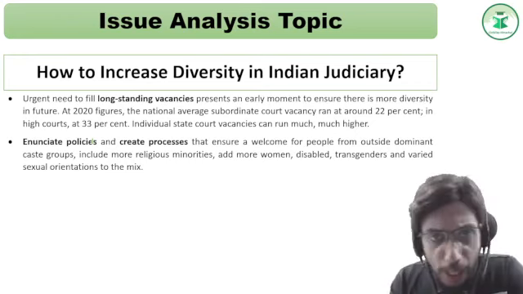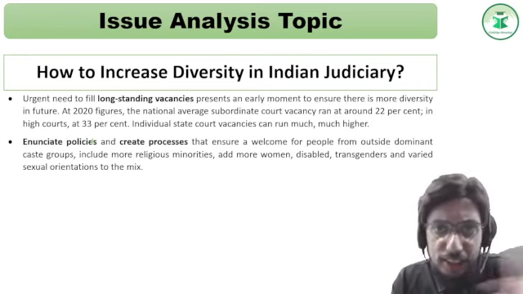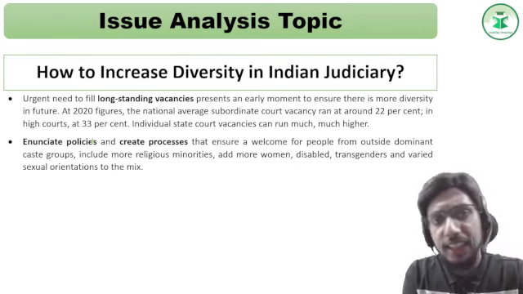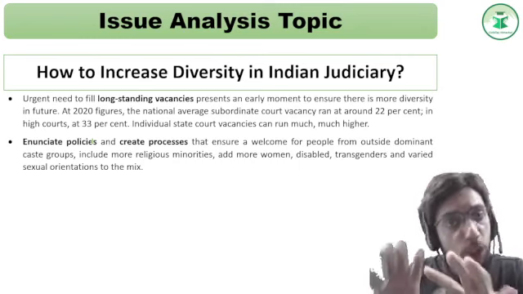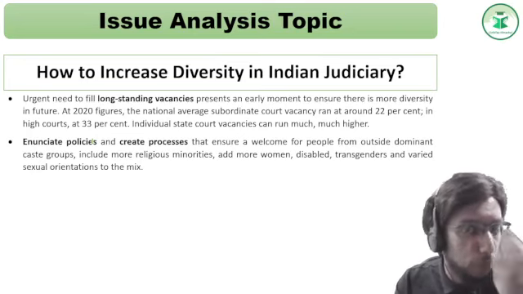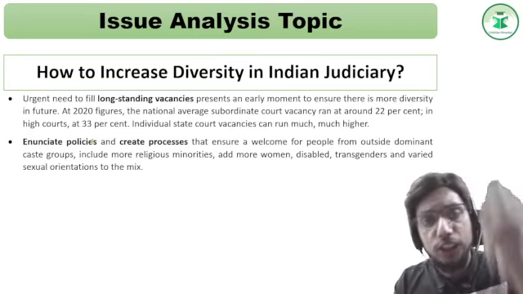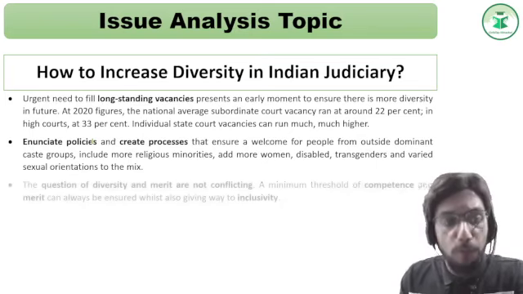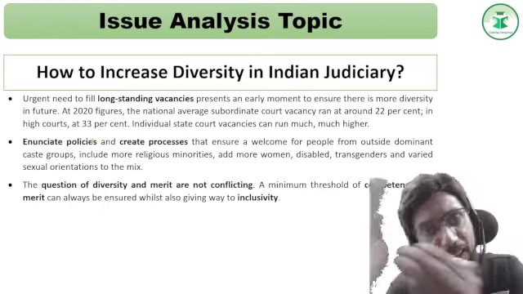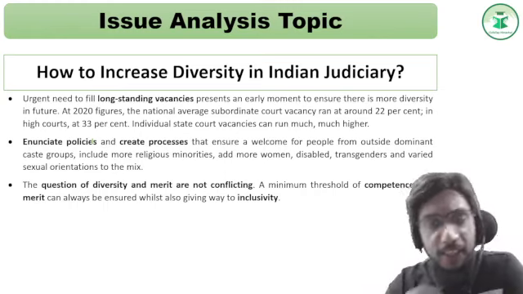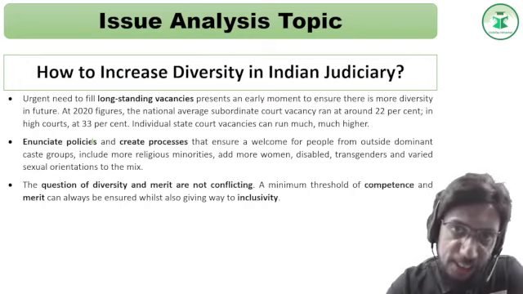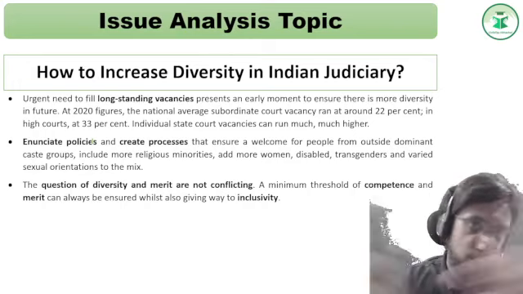Step number two can be that the judiciary itself, the judges who are a part of the collegium, can enunciate policies and create processes to promote diversity consciously. It has to be a conscious policy decision. It has to be a conscious selection decision to promote diversity. Now, we are not saying that select judges who do not have the merit, who do not have the mental capacity to serve at these levels, just to promote diversity. We are not saying that.